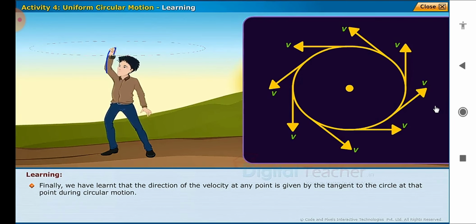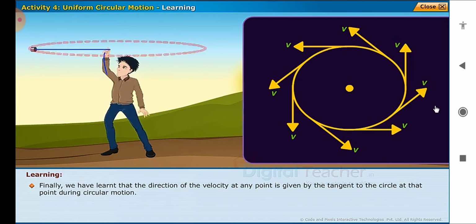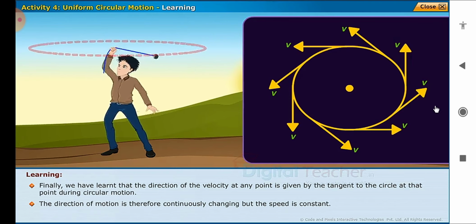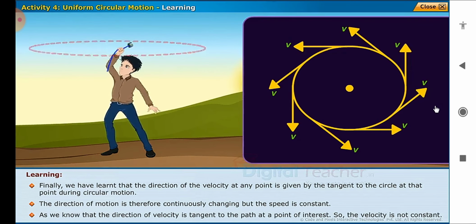Finally, we have learned that the direction of the velocity at any point is given by the tangent to the circle at that point during circular motion. The direction of motion is therefore continuously changing, but the speed is constant. As we know that the direction of velocity is tangent to the path at a point of interest, the velocity is not constant.